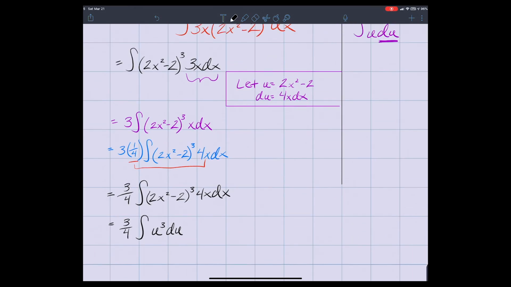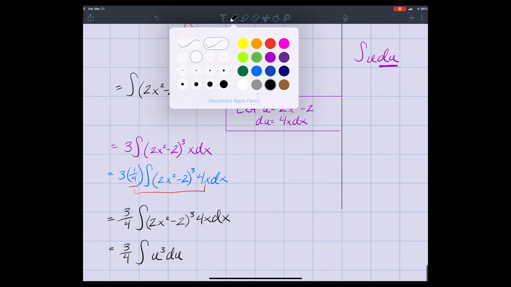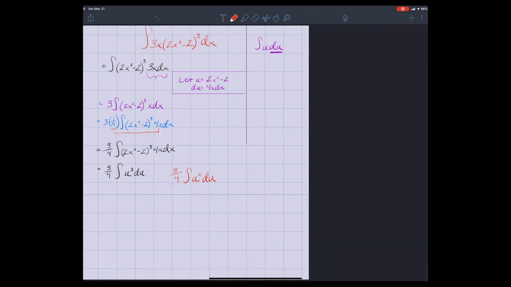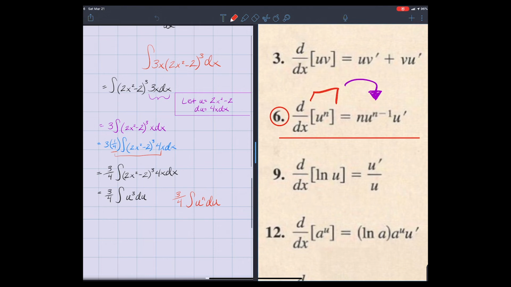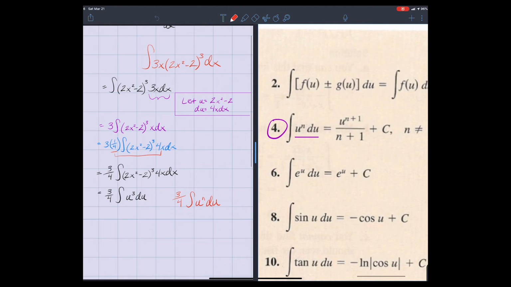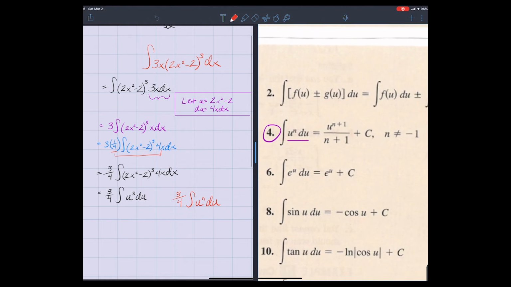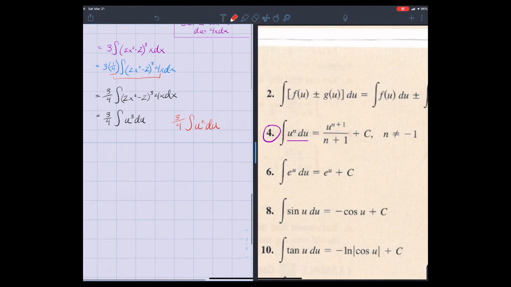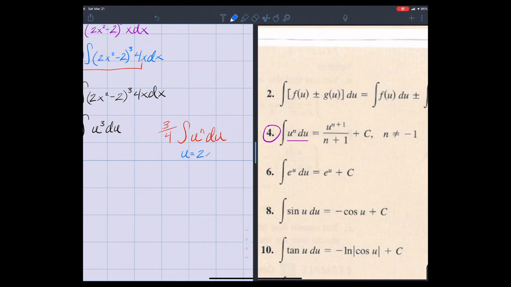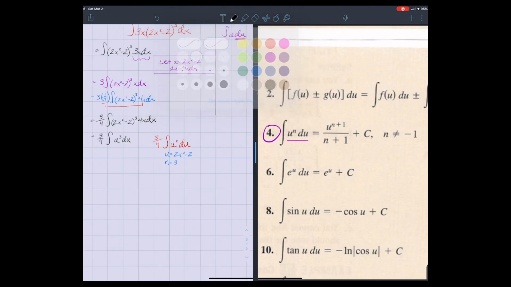Right? Now don't I have rights to calculus? Now isn't this in a form that says 3/4 u to the n du? And if I look on the right side, this integration formula, that's exactly what we're doing, where n cannot equal -1. And we can go over that later. So n here is equal to 3. u equals 2x squared minus 2, n equals 3. Now let's just integrate it.